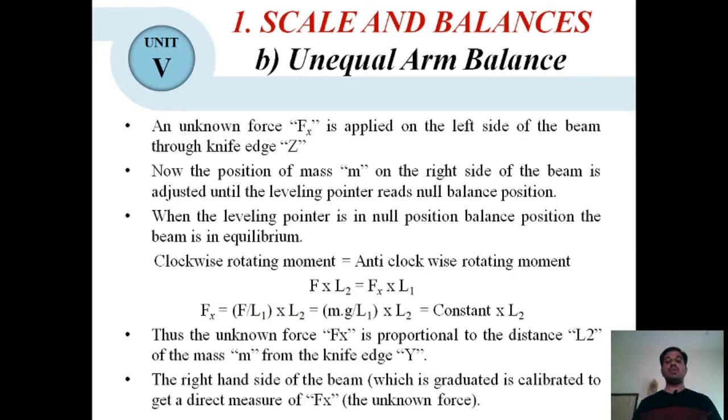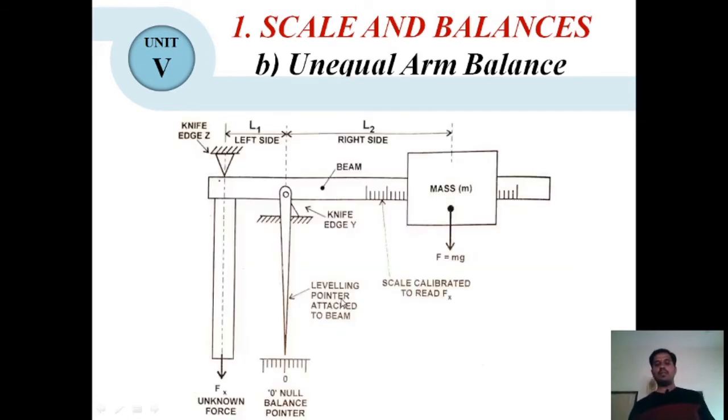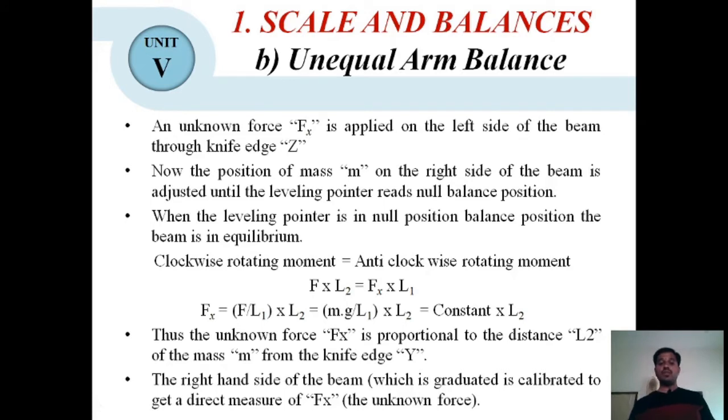When the pointer shows 0, we can directly predict that the force on the left side of the beam is equal to the force on the right side. When the leveling pointer is in the null balance position, the beam is in equilibrium. So F into L2 is equal to Fx into L1, where F is the known force on the right side of the beam and L2 is the length on the right side, and Fx is the unknown force acting on the left side of the beam, with length L1. We want to find the value of Fx.